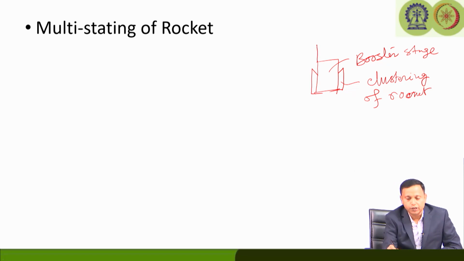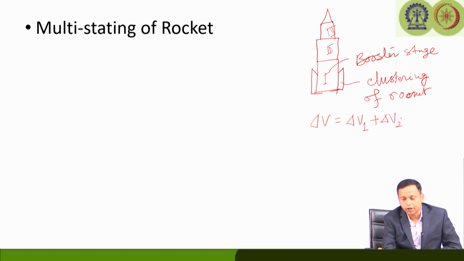Now, multi-staging is done in a serial manner. So, this is the concept of multi-staging. This is the first stage, this is the second stage, and this is the third stage. So, the total velocity increment will be the velocity increment provided by the first stage plus the velocity increment provided by the second stage plus the velocity increment provided by the third stage.